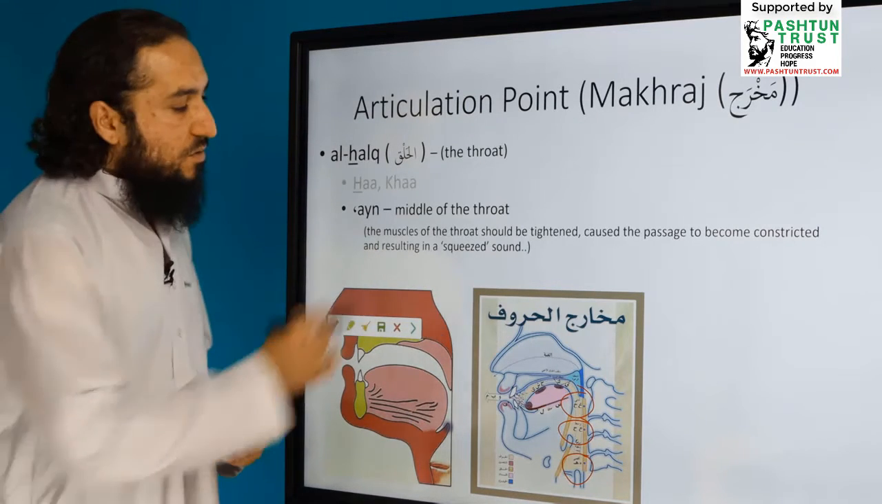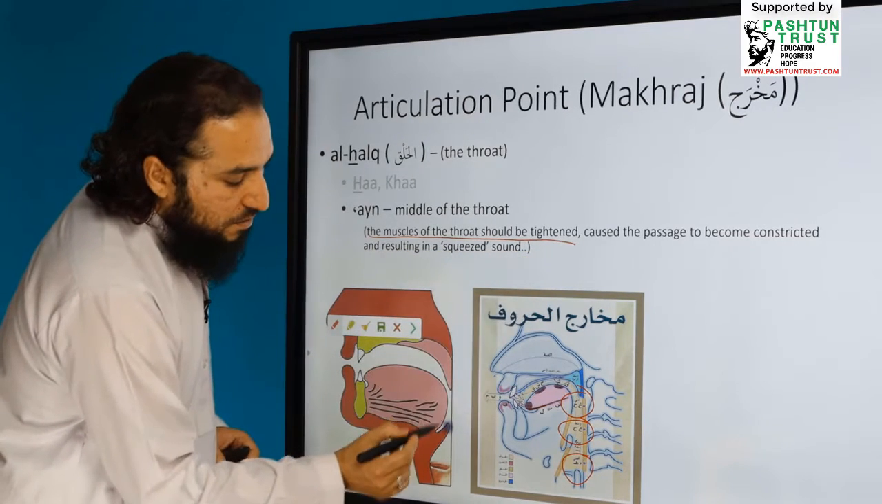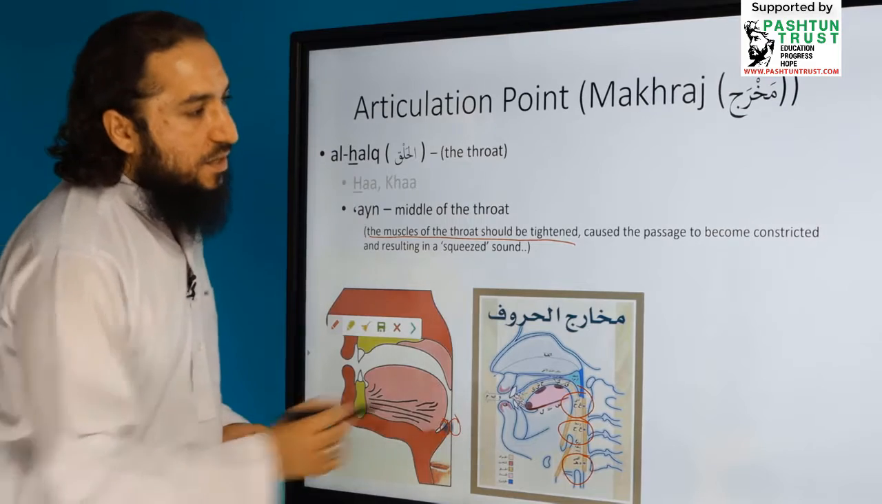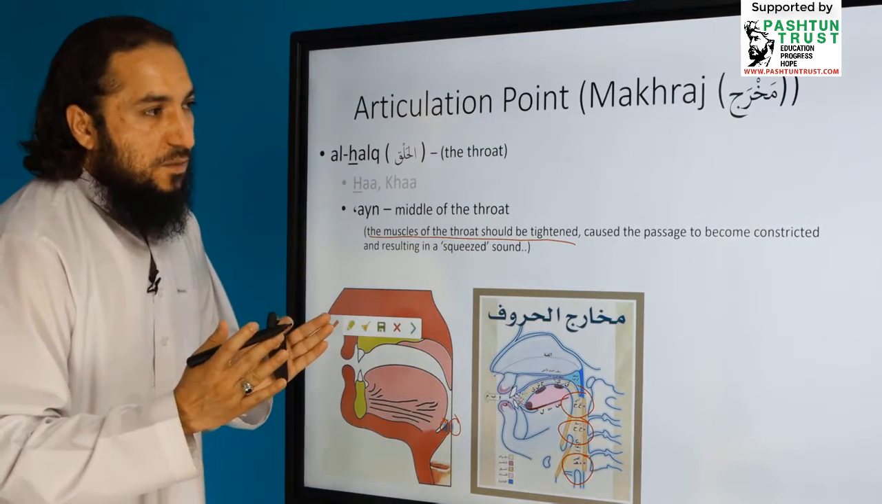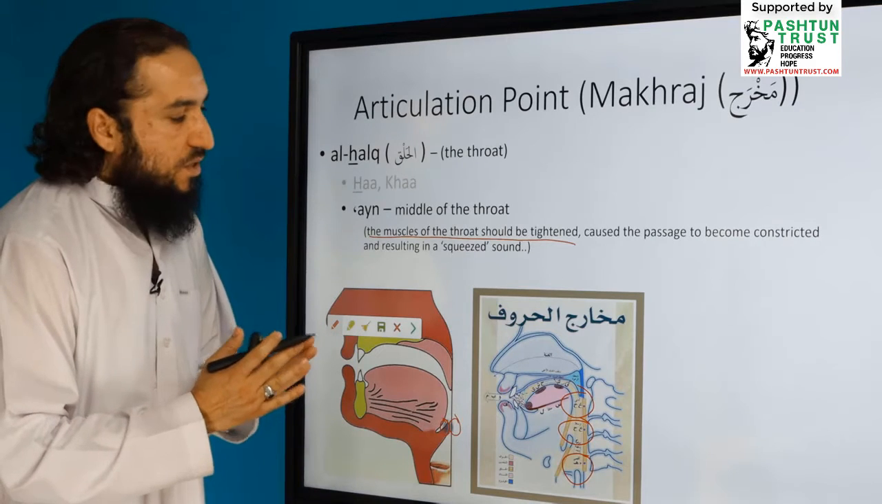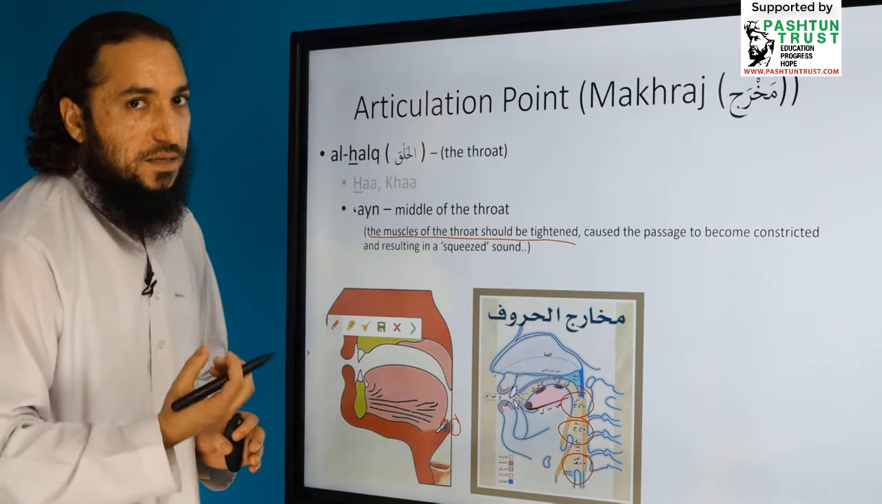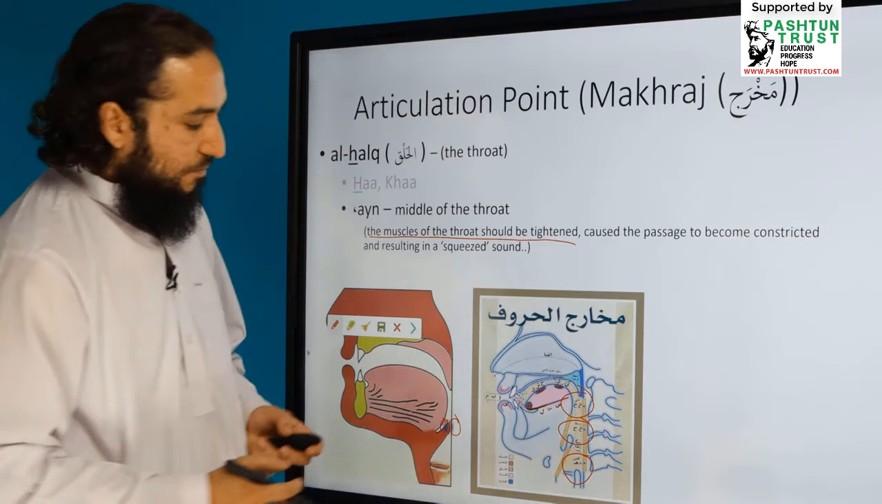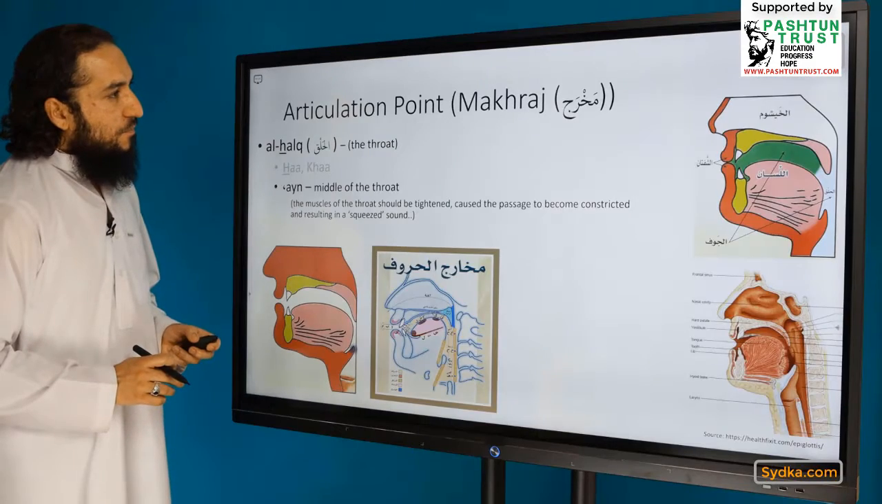So how it is pronounced: the muscle of the throat should be tightened. As the muscle of the throat is tightened here, it causes the passage to become constricted. So it's tightened, then the passage is constricted, resulting in a squeezed sound. Ain. That's the articulation point.